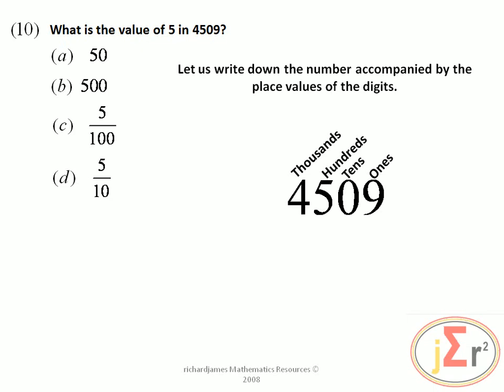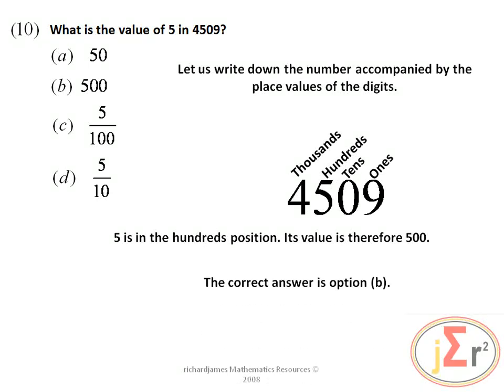Okay, right. So the 5 is in the hundreds position. Therefore, it represents 500. That's very nice, Jerry. 5 is in the hundreds position. Its value is therefore 500. The correct answer is option B. Next time, I'll give you a more difficult problem to solve and see what you make of it. Let's go, Jerry.